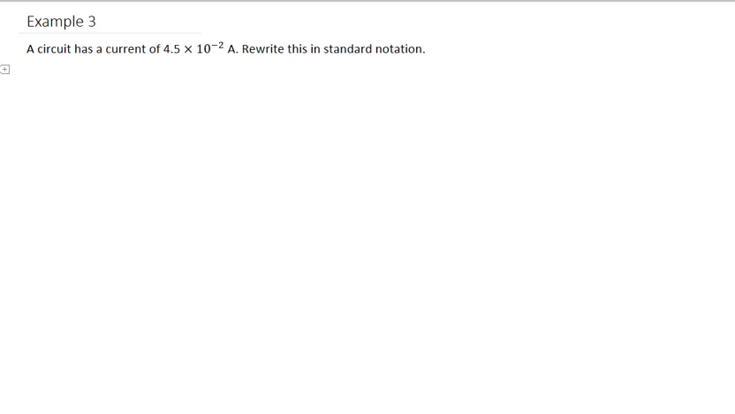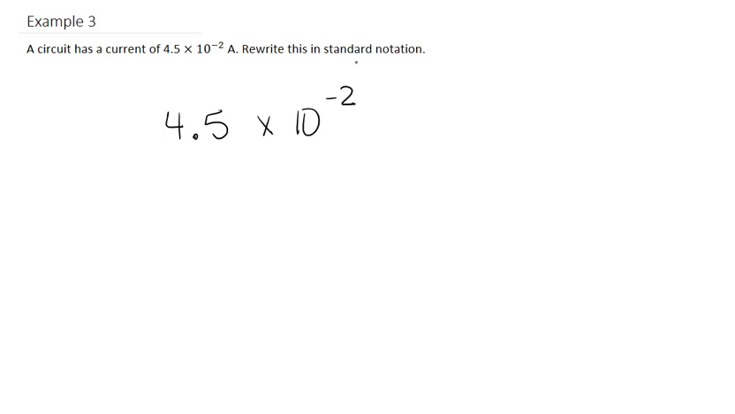Example 3. A circuit has a current of 4.5 times 10 to the negative second amps. Rewrite this in standard notation. So we have 4.5 times 10 to the negative 2. Now, this is negative, so that means we're moving the decimal to the left.